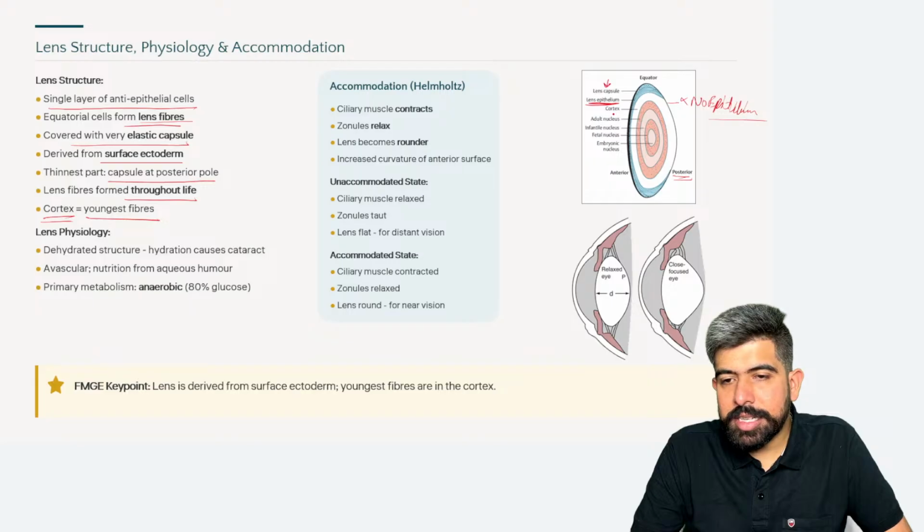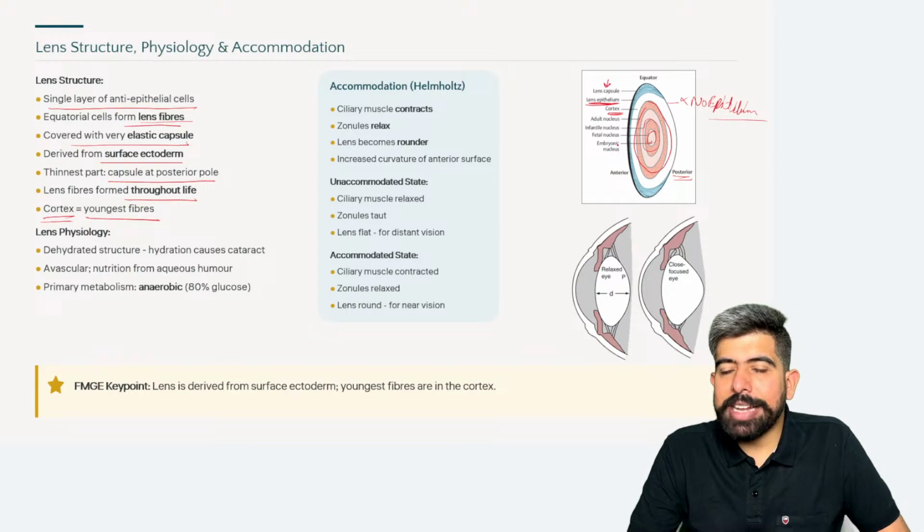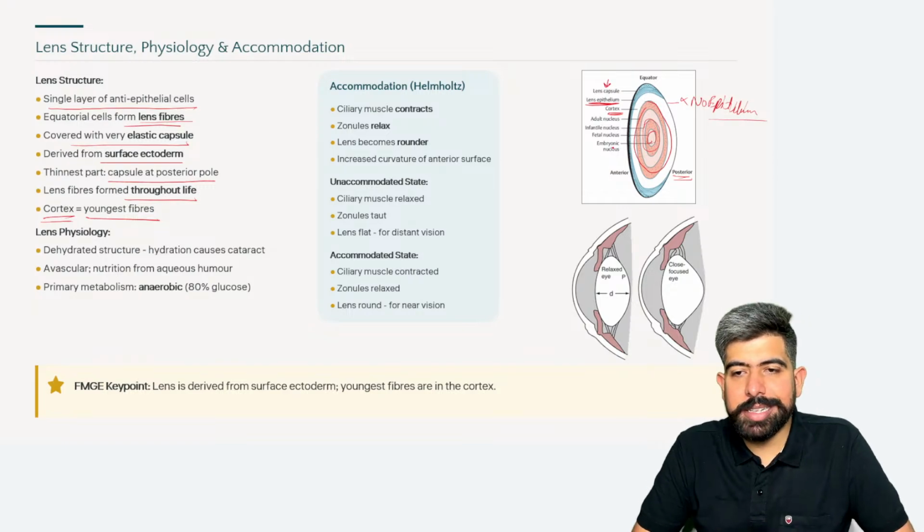This is the white structure, that is your cortex, right? That is the cortex. And this middle one is your nucleus, right? In this nucleus you can see different fibers, like your embryonic nucleus, this size. Then we have your fetal nucleus, increasing in size, and the outermost, your biggest one, is your adult, or we can say the mature nucleus. Okay, adult nucleus is there, right?